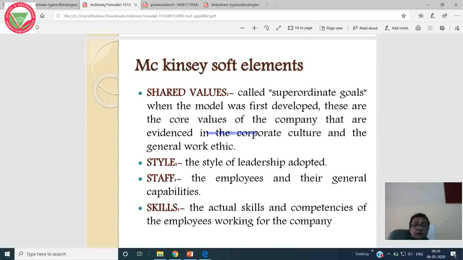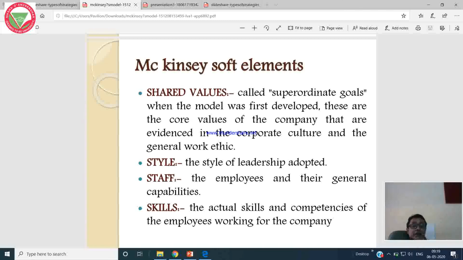So the staff function includes all of these: recruitment, human resource planning, development of job description and job specification, selection, performance appraisal, training and development, promotion, transfer, exit. All these activities are included under the staff function.